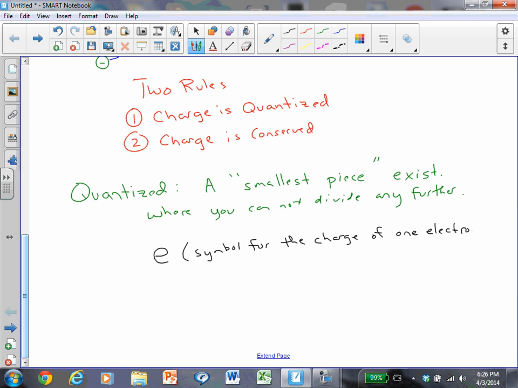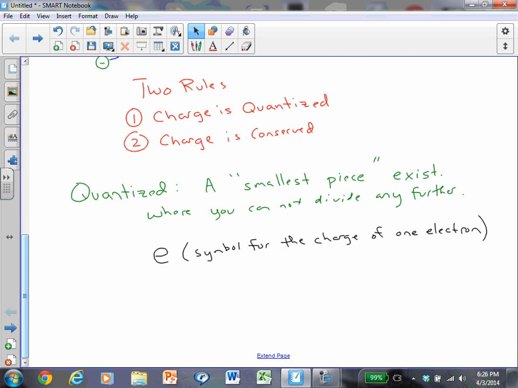So let's think of this quantization thing. There's a smallest piece of charge, which happens to be that 1.6 times 10 to the minus 19 coulombs. And you can't divide that up any further. You could have 2 of those, which would be 2 times 1.6 times 10 to the minus 19. You could have 3 of those. You could have 3 million of them, but it has to be an integer multiple, okay?